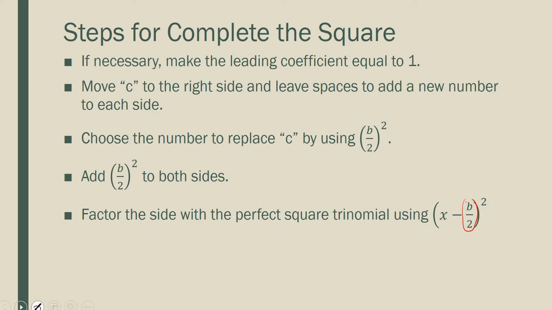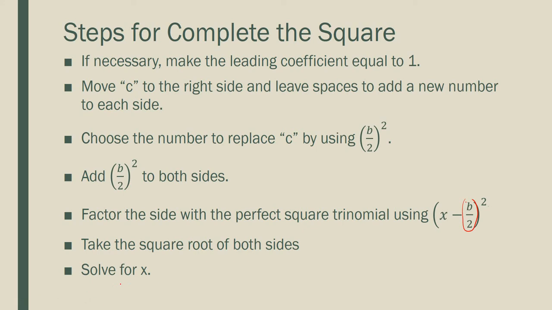Just write this down. We'll do another one in a minute. Take the square root of both sides and then solve for x. So make sure you jot all those down. Look at how these steps relate to the example we did just a minute ago, and then I'll do another example for you.